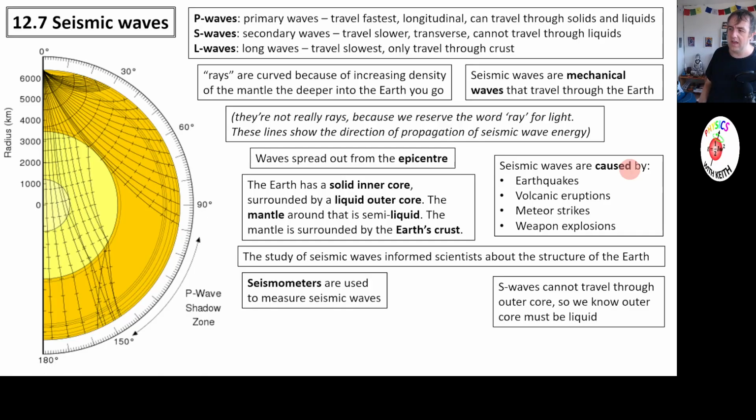And that's all I have to say about seismic waves. There's probably much more I could say, but I will leave it there. So hopefully you found that useful.